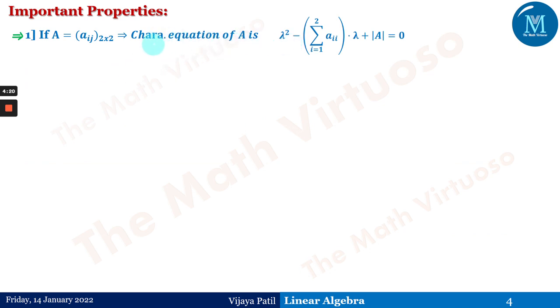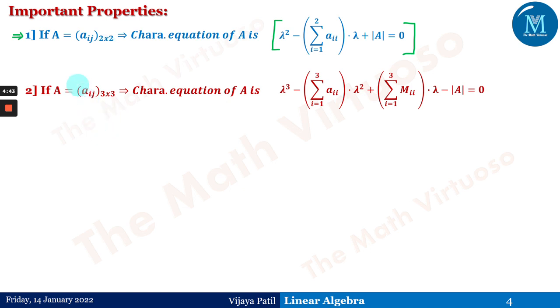Now when matrix A is a 2 cross 2 matrix, the characteristic equation would be lambda square minus the summation of lambda i, i from 1 to 2, into lambda plus the determinant of A equals 0. We can directly take this as the characteristic equation of a 2 cross 2 matrix. Similarly, if capital A is a 3 cross 3 matrix, then the equation becomes lambda cube minus the summation of a_ii into lambda square plus the summation of the minors M_ii into lambda minus the determinant of A equals 0.